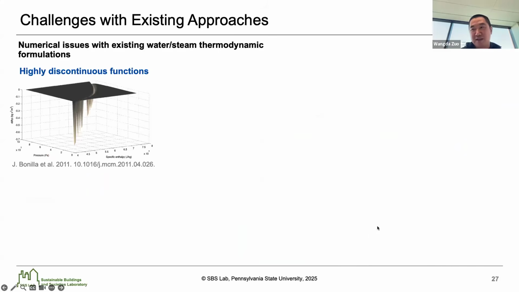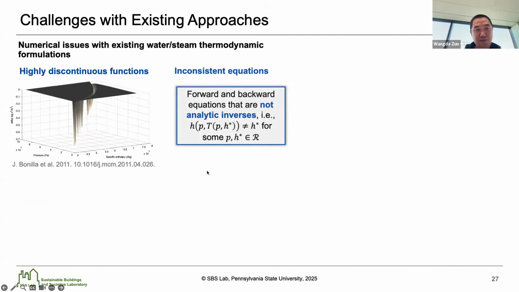To simulate a steam-based system is not easy, especially from the numerical side, because the thermodynamic process is very complex. You have water, you have steam, right? You have a phase change process. People have shown that numerically it is a highly discontinuous function. So simulation is very, very challenging.